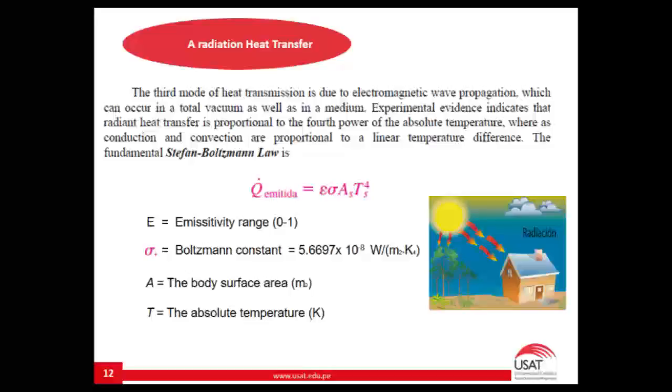In this case, E is the emissivity, ranging from 0 to 1, sigma the Stefan-Boltzmann constant, A the body surface area, and T the absolute temperature.